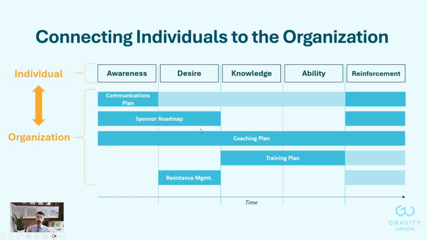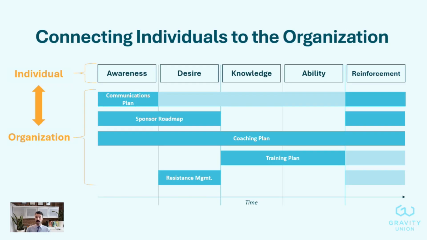Our sponsor roadmap, we're going to leverage heavily around awareness and desire to achieve that, as well as to reinforce the change. Coaching happens at all stages throughout the project process. Training, that's all about delivering knowledge, but also supporting ability, clearing those roadblocks. And then again, resistance management, we'll use that to address any challenges in cultivating desire, but also it's going to be relevant when we reinforce the change going forward as well. So you can link the ADKAR model for individuals to those five plans for the organization and see how they relate.